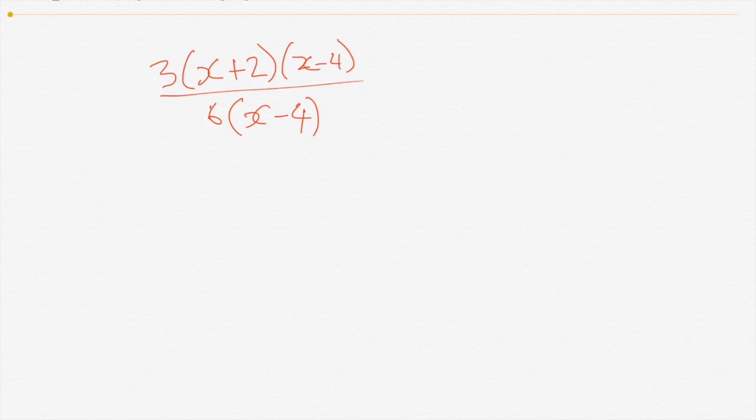So today's lesson is on multiplying and dividing algebraic fractions. If we've got a fraction that looks like this with some algebraic terms on the top and bottom, we can identify that x minus 4 is on the top and the bottom, so we can cancel those out.